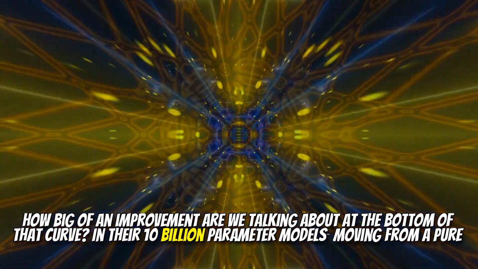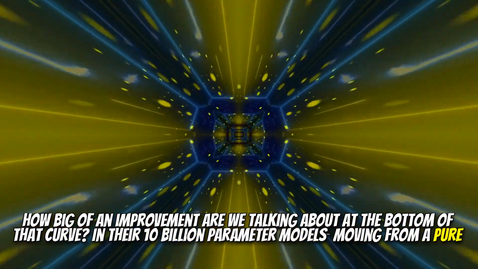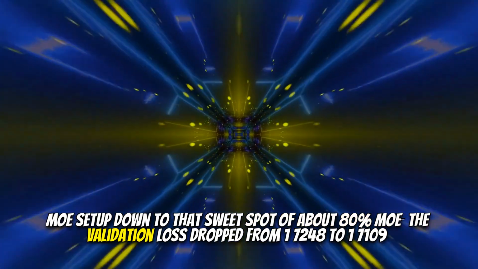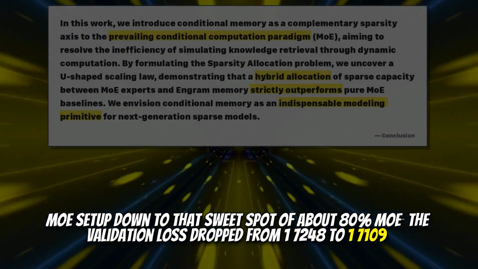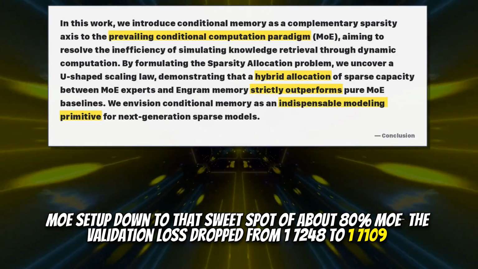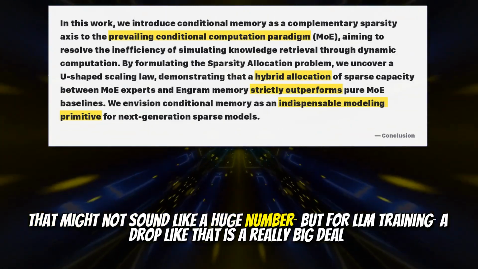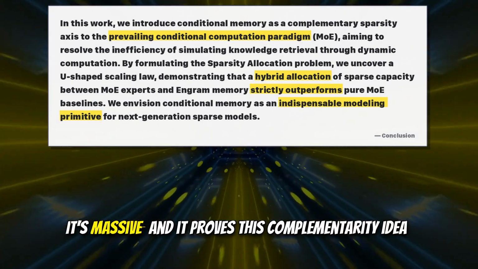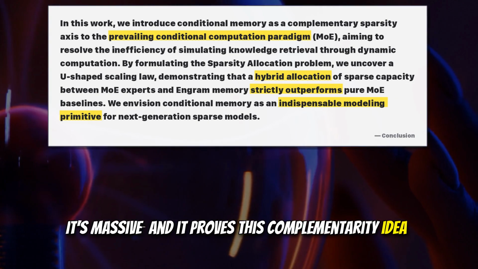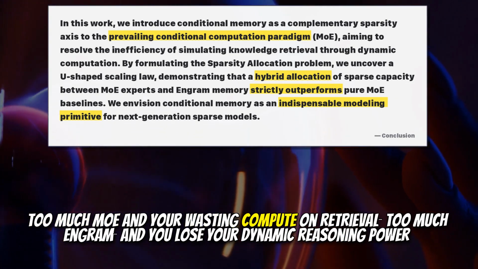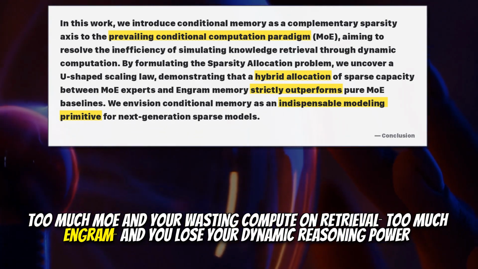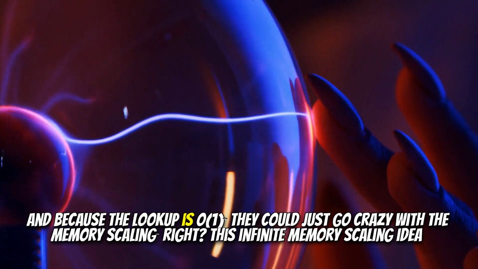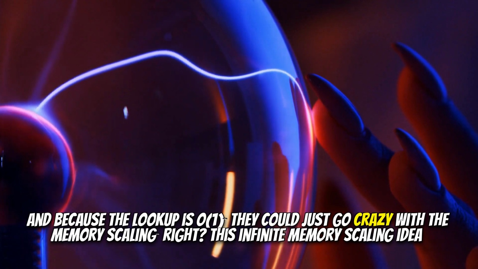In their 10 billion parameter models, moving from a pure MoE setup down to that sweet spot of about 80% MoE, the validation loss dropped from 1.7248 to 1.7109. That might not sound like a huge number, but for LLM training, a drop like that is a really big deal. It's massive, and it proves this complementarity idea. Too much MoE and you're wasting compute on retrieval, too much Engram, and you lose your dynamic reasoning power. You need both. And because the lookup is O(1), they could just go crazy with the memory scaling, right?